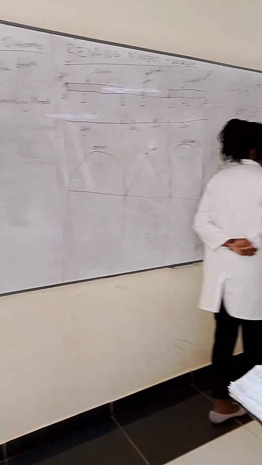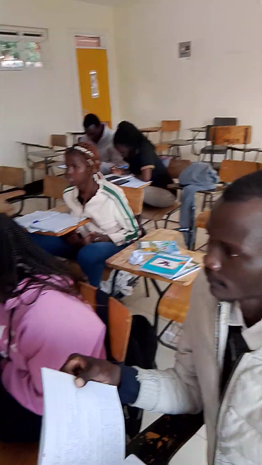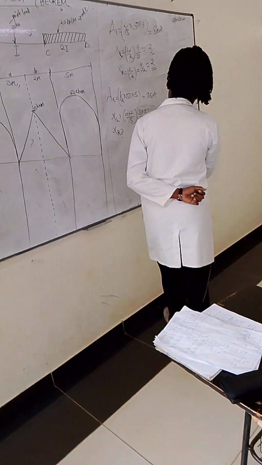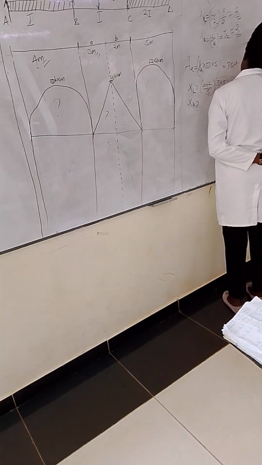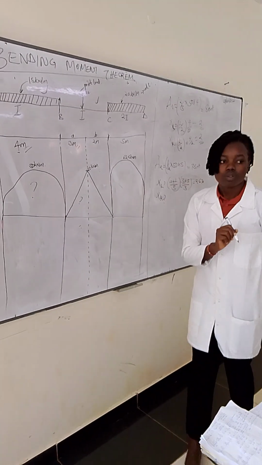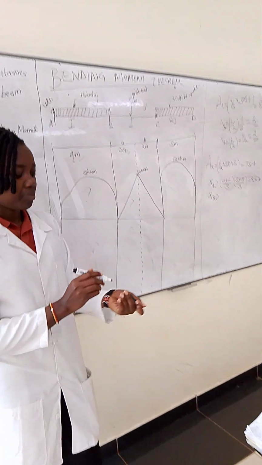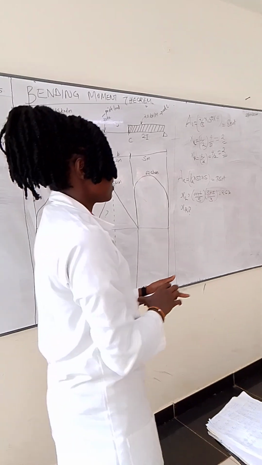What do you get here? Should be 2.67 meters. So who can do x right? Just the same procedure. Who can do that?